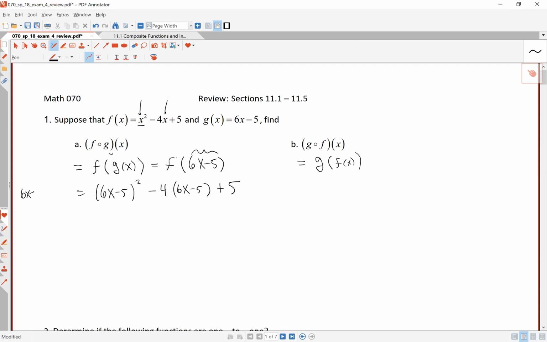6x minus 5 squared, we have to FOIL that, which gives us 36x squared minus 30x, which is minus 60x, plus 25. Then we have minus 24x plus 20 plus 5. This gives us 36x squared. Minus 60 minus 24 is minus 84x. 25 plus 20 is 45, plus 5 is 50. 36x squared minus 84x plus 50.